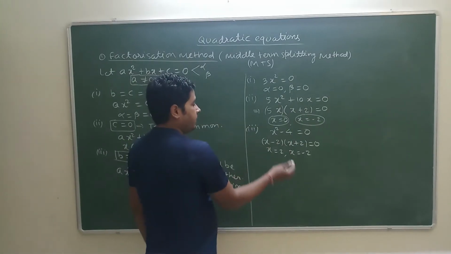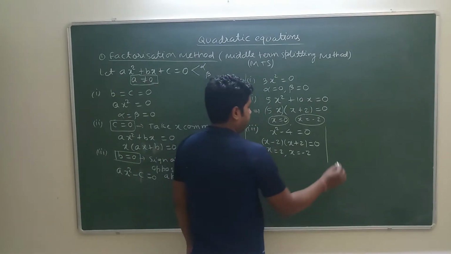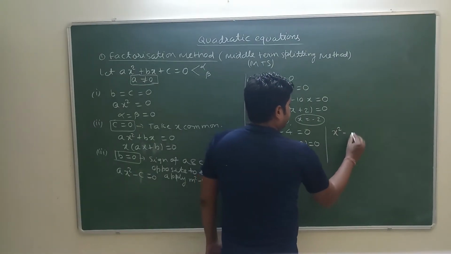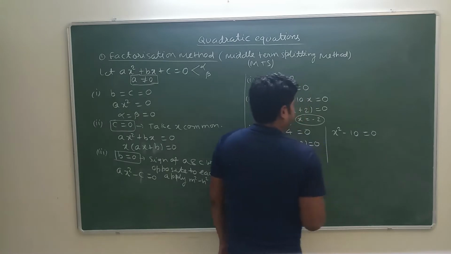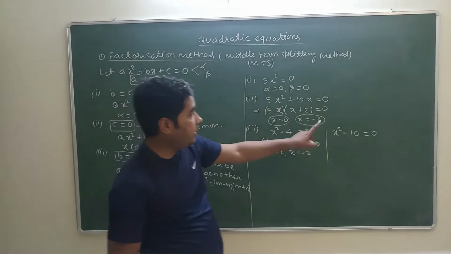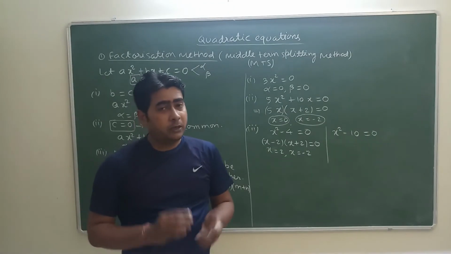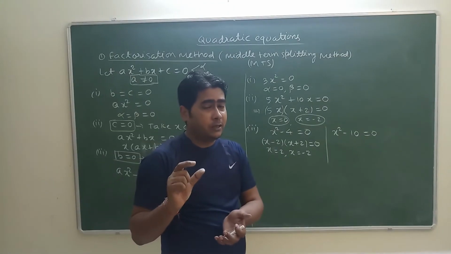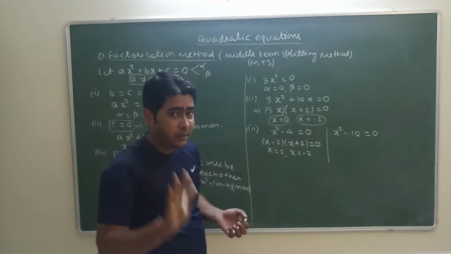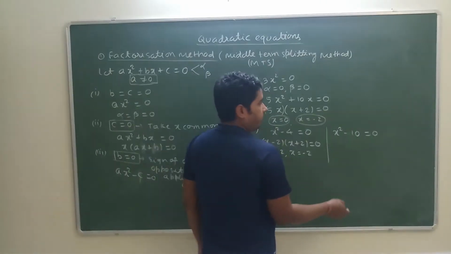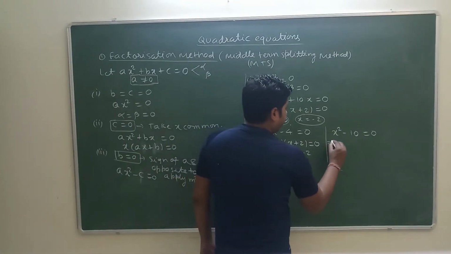How can we make this in the form a square minus b square? Suppose the equation is x square minus 10 is equal to 0. Here also I have taken a positive and c negative. This 10 is not a perfect square number, so it will not be possible to write this in the form of whole square, but it is possible to write it in that form. How can we do that?